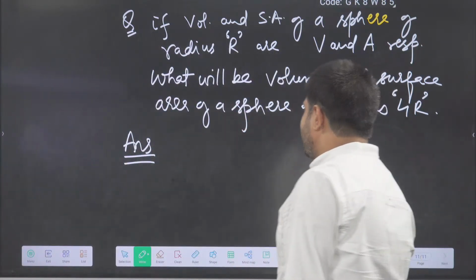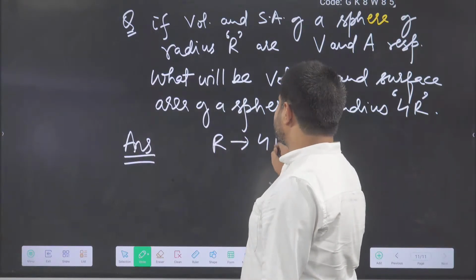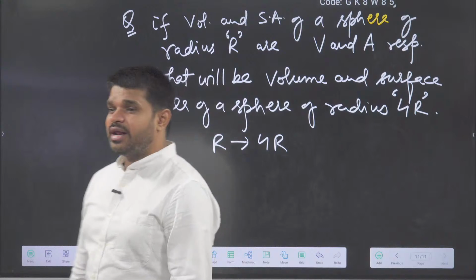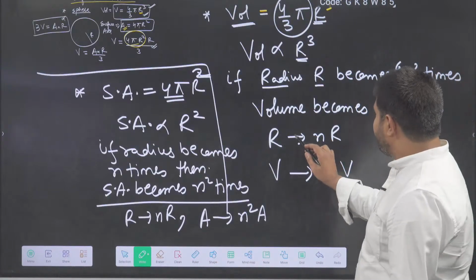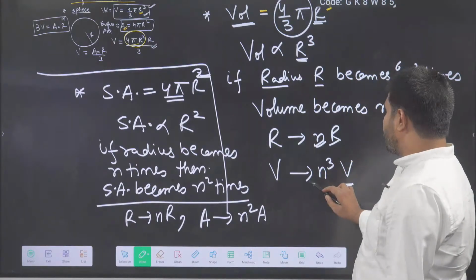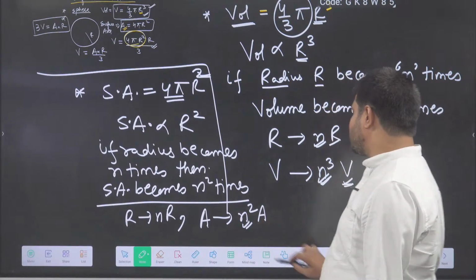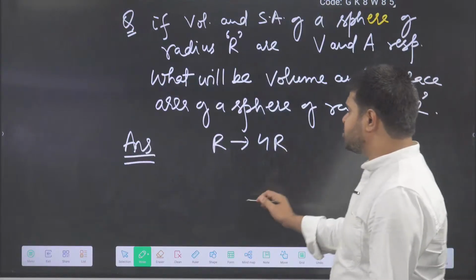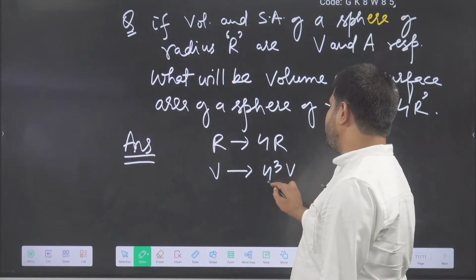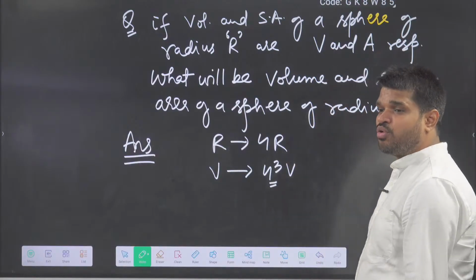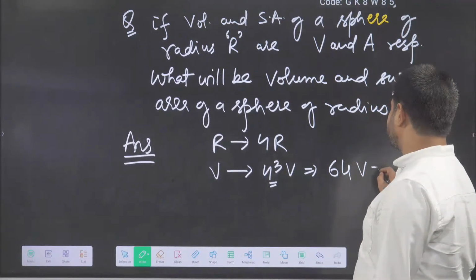Okay. Let's see. Here, radius r has become 4r. Radius has become 4 times. Now I told you earlier, if radius becomes n times, volume becomes n cube times, and area becomes n square times. Now n is 4, so volume will be 4 cubed into V. What is 4 cube? 64. So the answer for volume is 64V.